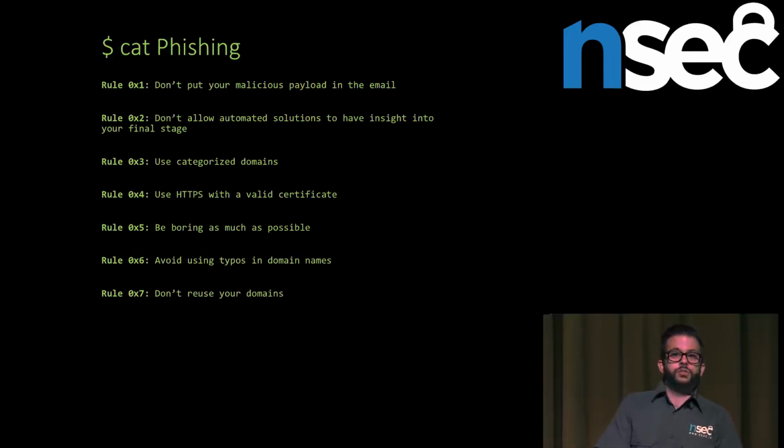Use categorized domains. It's super easy to get a categorized domain, and you know for a fact that you're going to go through most proxies that way, so you don't even have to worry that your C2 server may not be authorized by the corporate proxy. Use HTTPS. There's no reason not to. You're just going to blend in with the rest of the encrypted traffic.